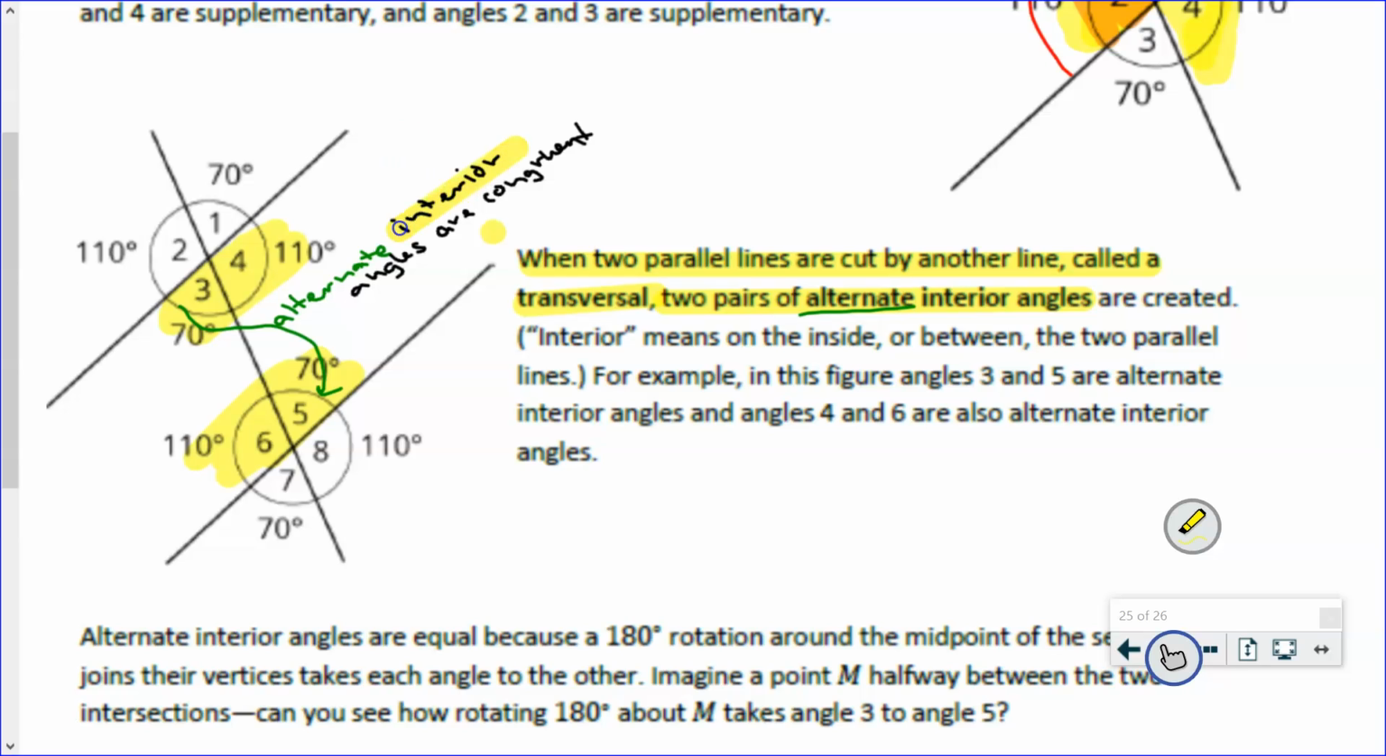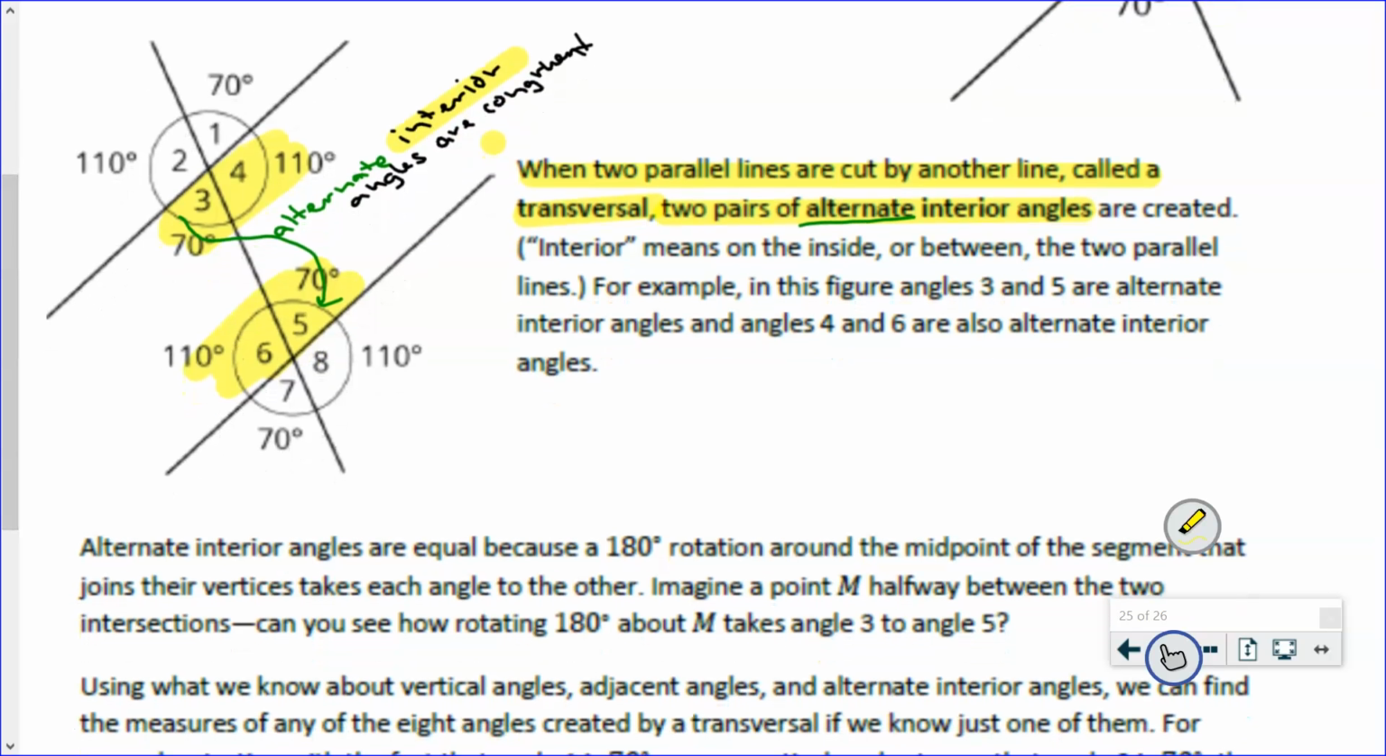I would say the whole thing. I would say alternate interior angles are congruent. It's a long one, but I would justify with alternate interior angles are congruent. Okay? And again, the rest of that is just explaining interior means on the inside or in between those parallel lines, like we already wrote down. And then it's just going over the example that I already gave.